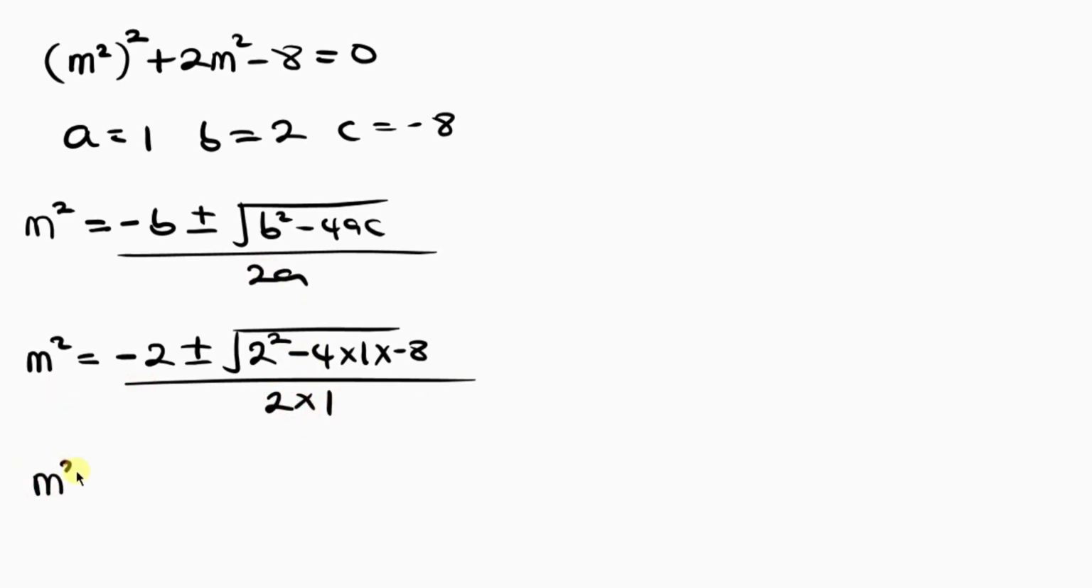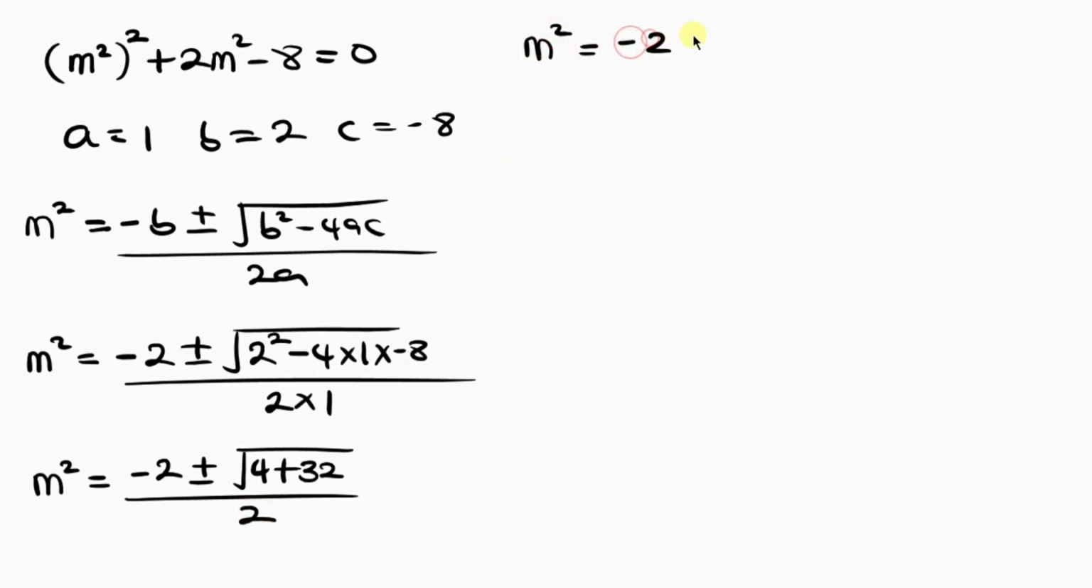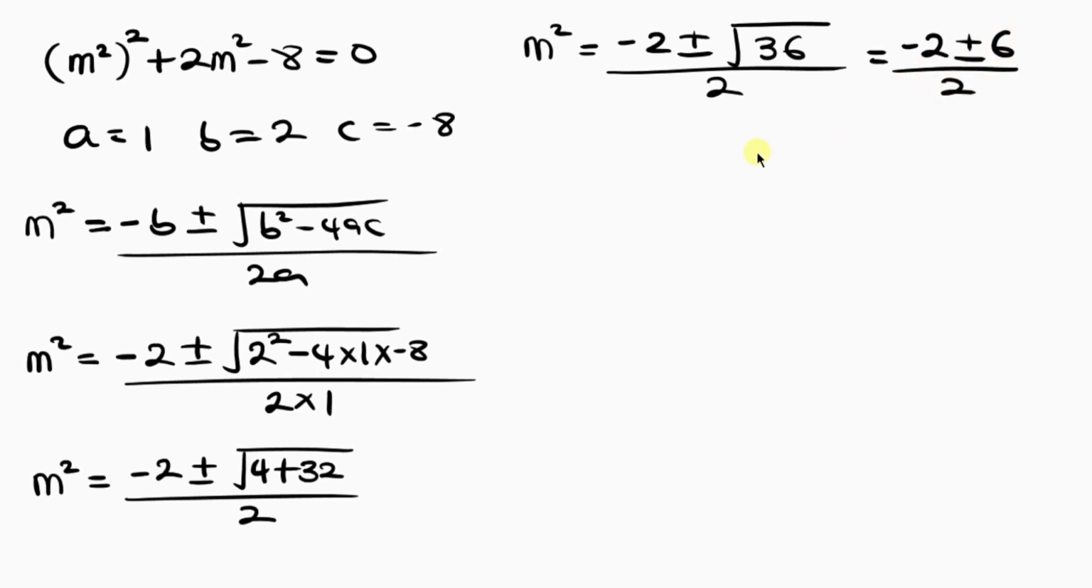So m squared is going to be equal to minus 2 plus or minus the square root of 2 squared, which is 4. Now minus 4 times 1 times minus 8 is going to give us plus 32. Now divide by 2 times 1, which is 2. So m squared will be equal to minus 2 plus or minus the square root of 36, divided by 2. And noting this, we have minus 2 plus or minus the square root of 36, which is 6, all over 2. So now let's separate.